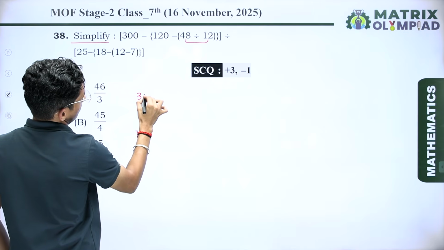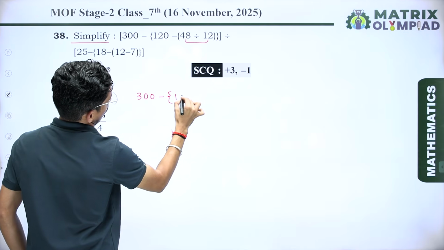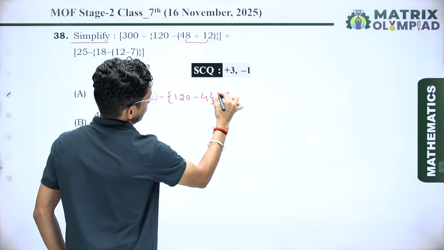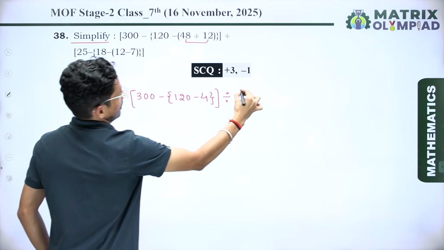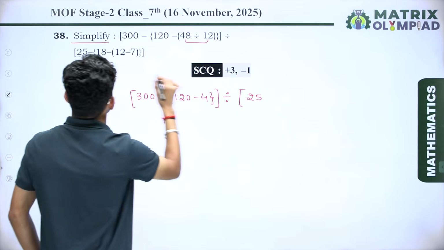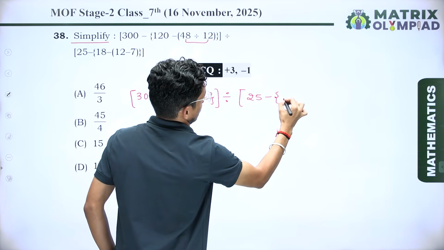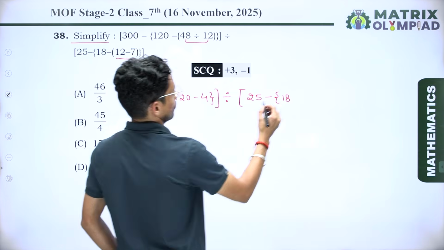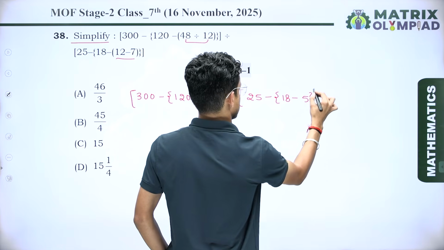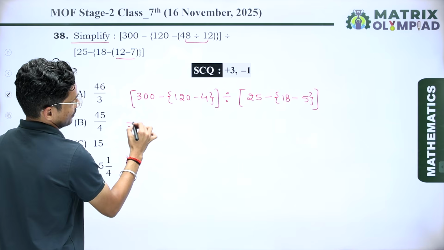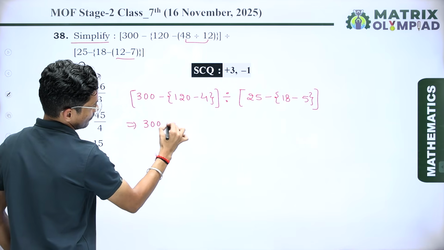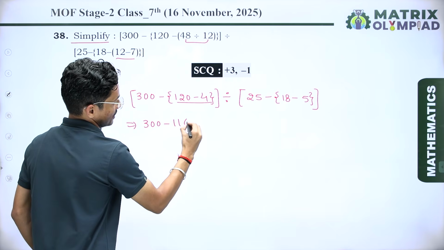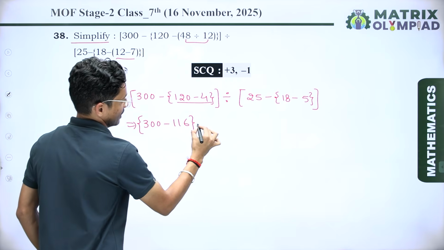So here I can write 300 minus 120 minus 4 divided by, here we get 25 minus 18, and when we subtract it, here we get, that is 5. So after that we can say that 300 minus 120 minus 4, that is 116, and here we have divide sign.